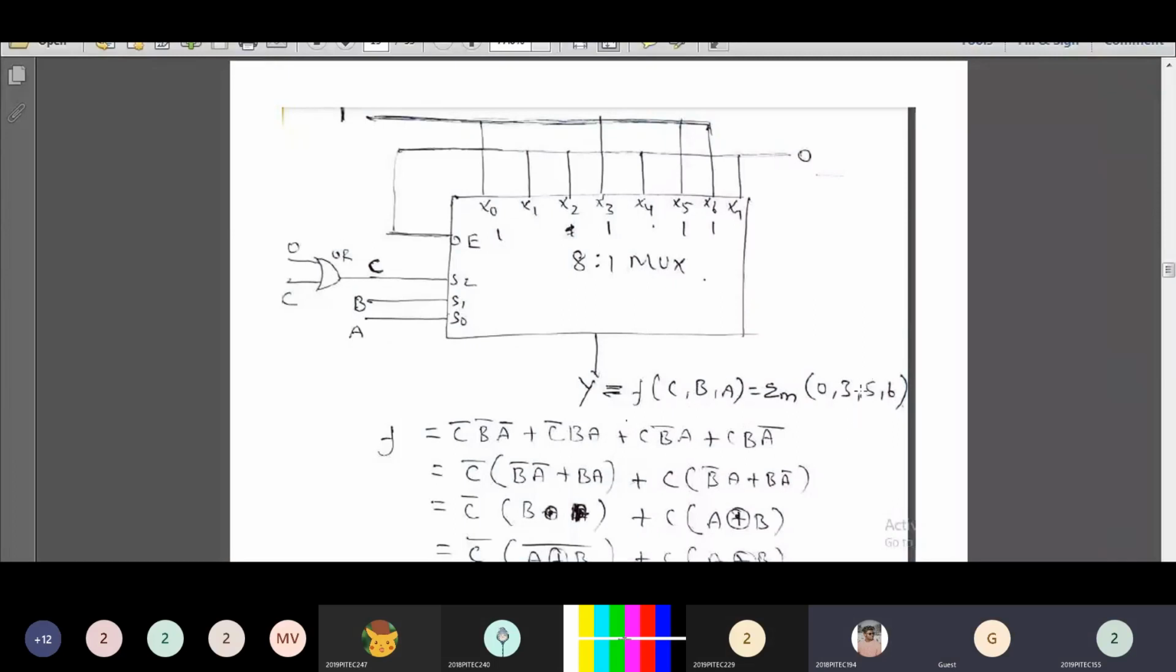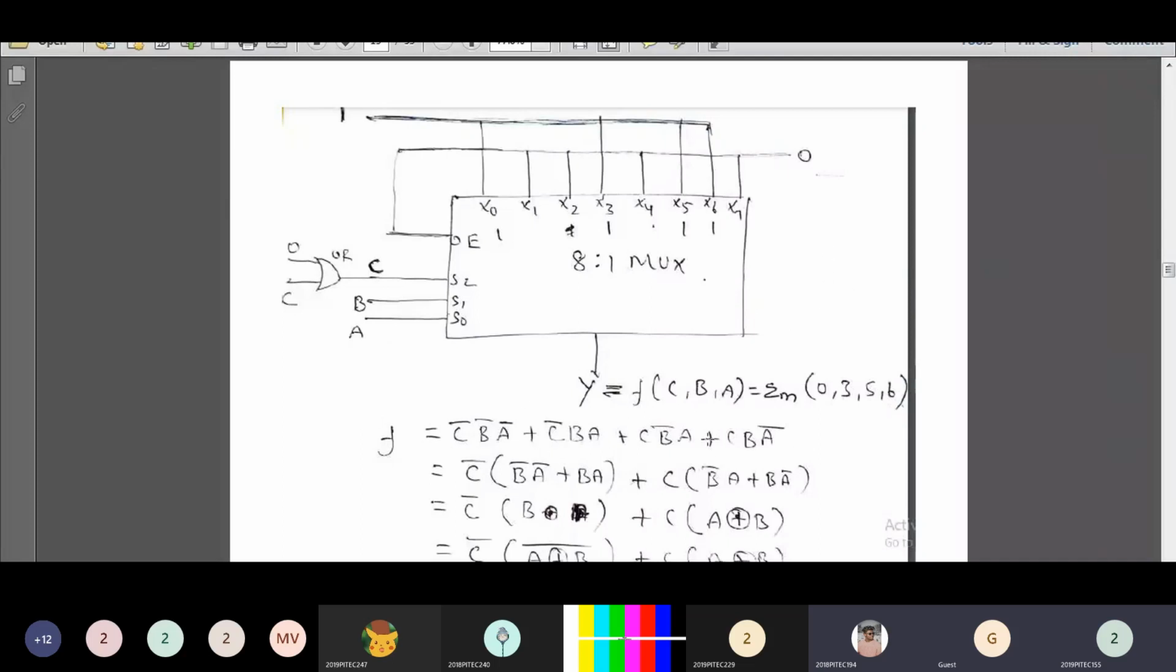Next product term 5. Here you have to write the minterm for 5. 5 is nothing but 1 0 1. So that 1 represents C, that 0 represents B dash, that 1 represents A. So it is written as C B dash A. Okay, next product term 6. You have to write the minterm for 6. 6 is 1 1 0. So it is written as C B A dash.